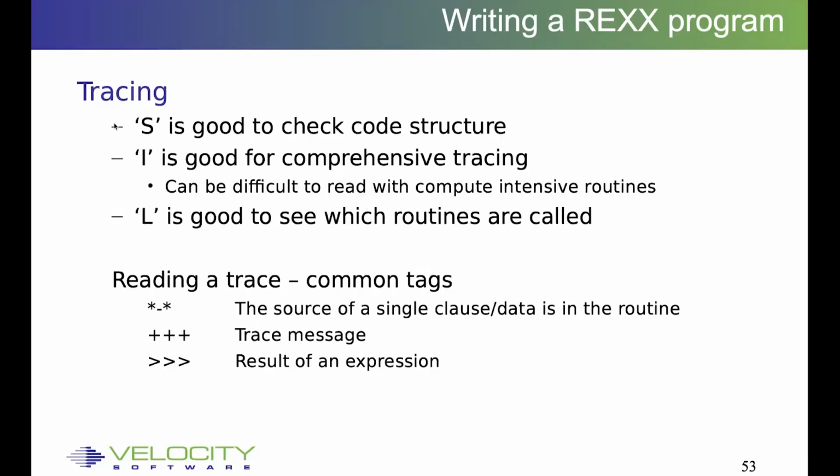S is good to check code structure. I is good for very comprehensive tracing. It can be very voluminous, produce a lot of output. And L is good to see which routines are called. So when you're reading a trace, the trace output produces messages that start with these sets of characters. And we will talk about this when we look at trace output.